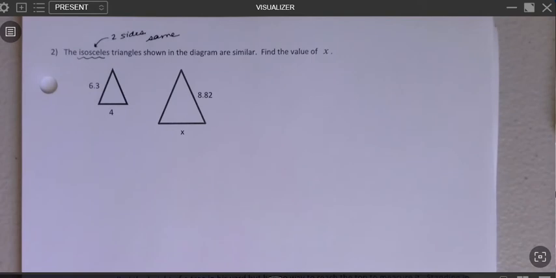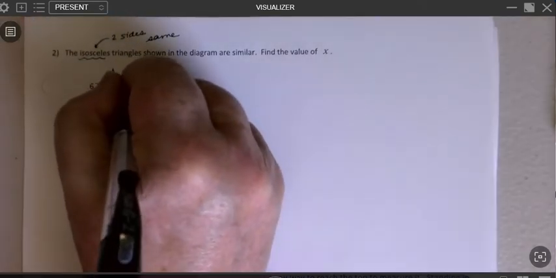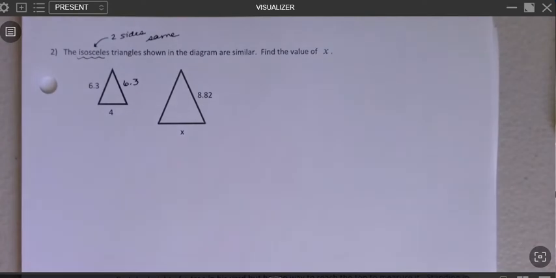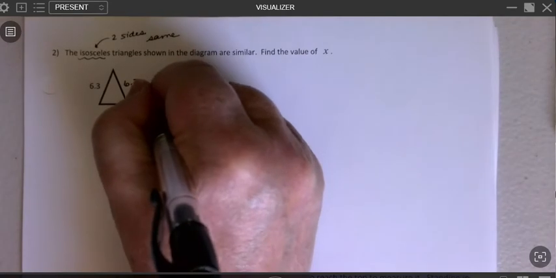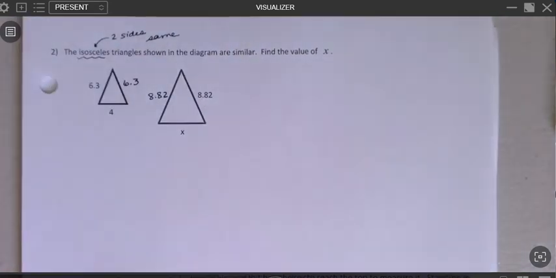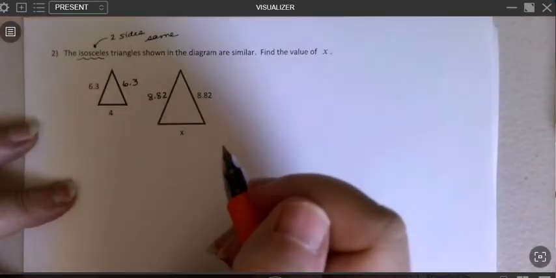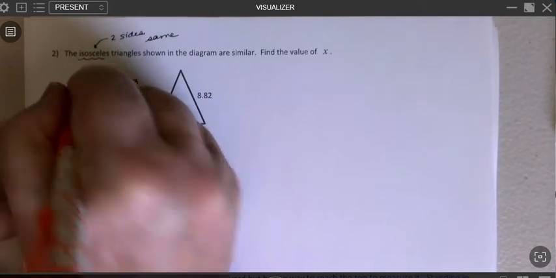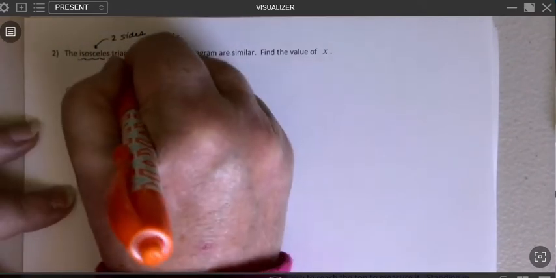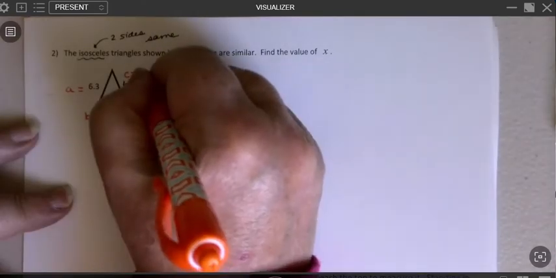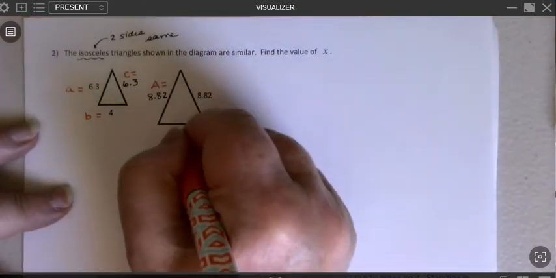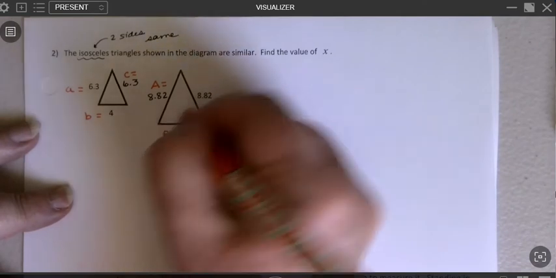So essentially, in this problem, it means that if the left side is 6.3, I can automatically fill in the right side, also 6.3. And the 8.82 would have the same value for the left side. So I've got my two equal sides in each triangle. All right, let's go ahead and do some labeling. This doesn't happen to be a right triangle, but I can still pick out an A, a B, and a C. So I'm going to go with A, B, and C. And then in the larger one, corresponding sides capital A, capital B, and capital C.